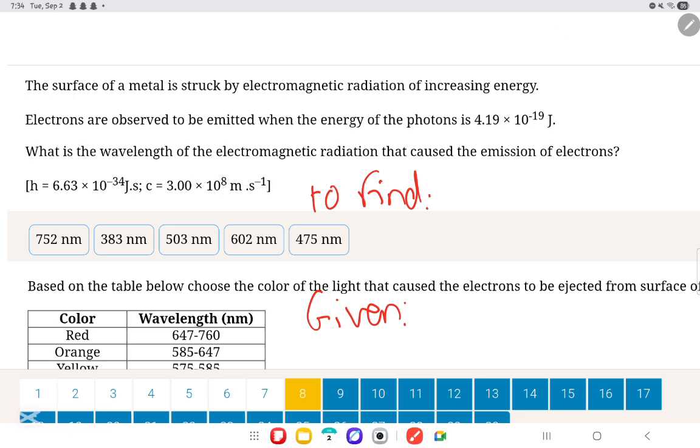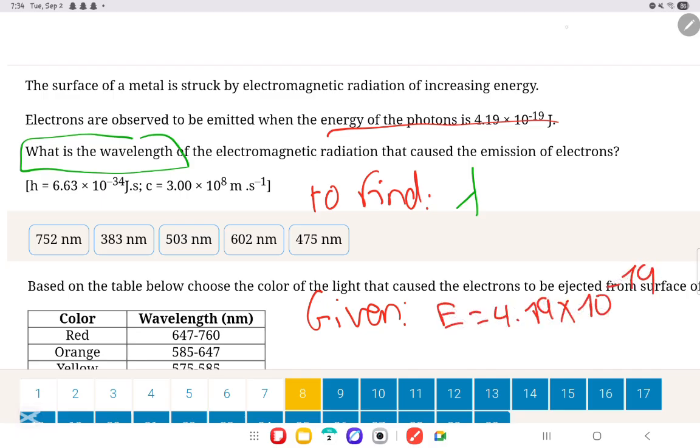First thing, what do we need to find? By scanning, we can see they are asking what is the wavelength. So we need to find the wavelength, lambda. Okay, then again, by scanning, let's see what we have given. We have given the energy of the photon. So E is equal to 4.19 times 10 to the power of minus 19.